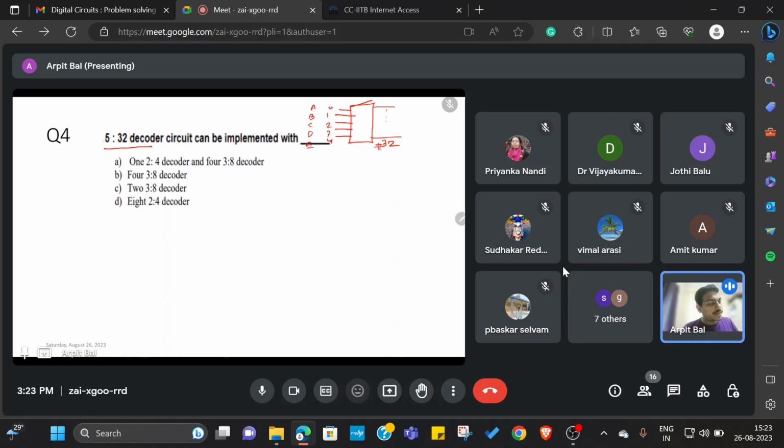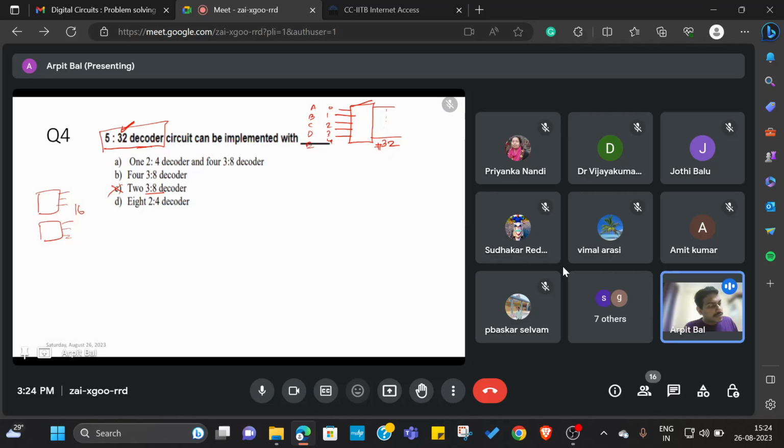So what we need to implement is a 5 to 32 decoder. Let us try to look at the outputs first, because we'll focus on this number 32 for some time. Can this 2 3:8 decoder give us a 32 output? Of course not, right? Because let's say we put both of them here, the maximum outputs that we can get is 16. So option C is not correct.